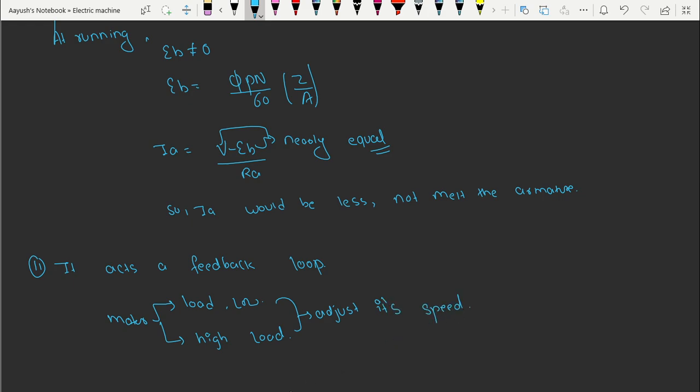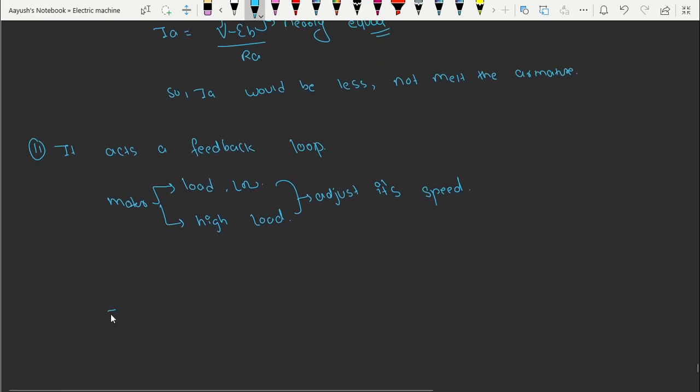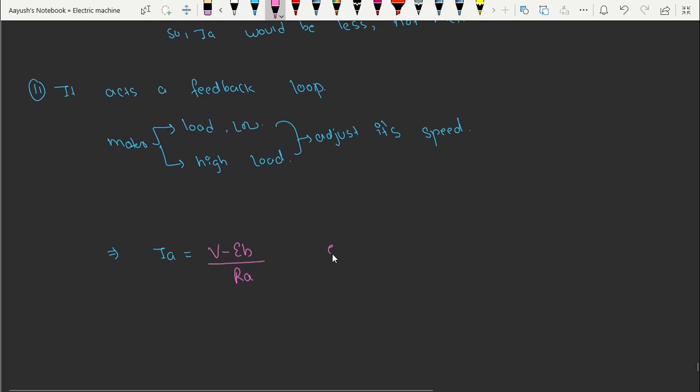Without back EMF it won't be able to adjust its speed. Now let's look at how it is going to adjust its speed. Now I'm writing the same equation I have written before, and that is IA, not actually E. I wrote it wrong here, so let's use a different color. That is IA equals V minus EB divided by RA. And now we also know that EB equals PφN upon 60 multiplied by Z by A.